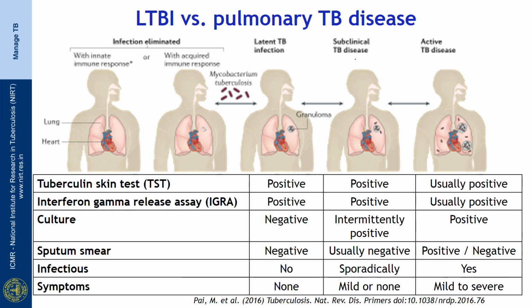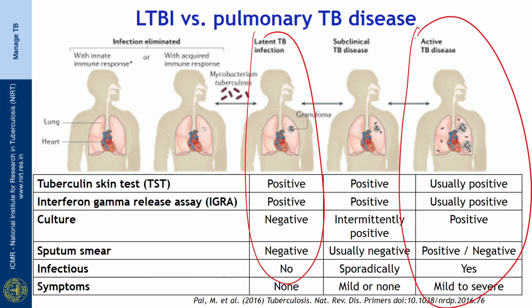The main difference between latent TB infection and active TB disease: if you can concentrate on these aspects. The first is the tuberculin skin test or the interferon gamma release assay, which are used to detect latent TB infection. They would be positive in case of LTBI, and they are usually positive in case of active TB disease, but may be negative due to anergy due to the disease itself or due to coexisting immunocompromised conditions, especially HIV. The culture for MTB is negative in case of latent TB infection, while it is positive in case of active pulmonary TB disease.